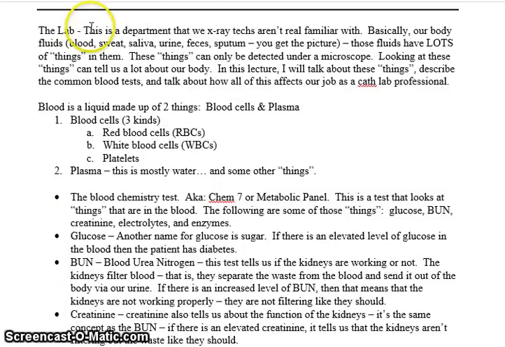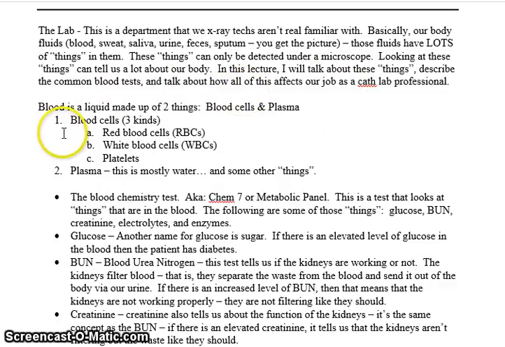Okay, so the lab. The lab is a department that we X-ray techs aren't real familiar with, but in a cath lab we do become more familiar with these types of things. Basically, our body fluids, sweat, blood, saliva, urine, feces, sputum, have lots of things in them, and these things can only be detected under a microscope in the lab. Looking at these things can tell us a lot about our body. In this lecture I will talk about these things, describe the common blood tests, and talk about how this affects our job as cath lab professionals.